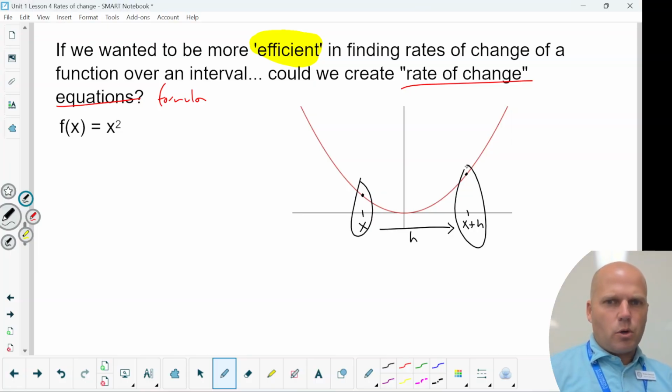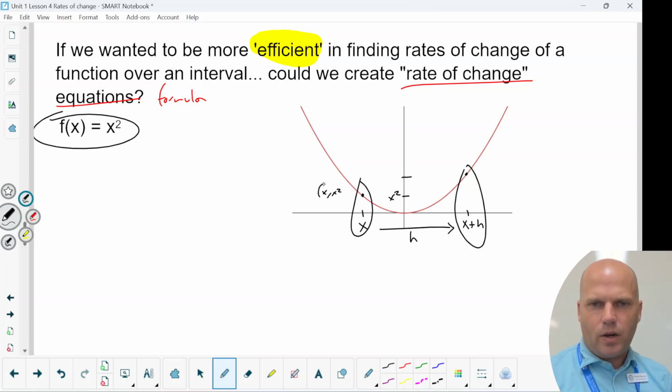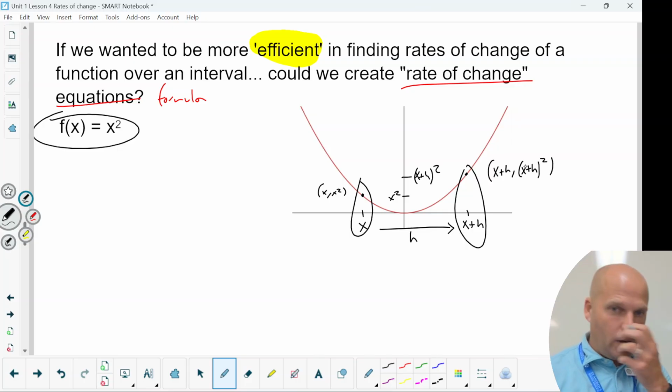Great, Mr. Messer. Well, what do we do with that? Well, let's find the y at these hypothetical points. Well, if I'm using x squared, this would be a y coordinate of x squared. We'd have like this point x squared. And then if this is x plus h, well, this must be x plus h squared. So we have this point x plus h, and then not x squared plus h squared. We know that's not true, but x plus h quantity squared.